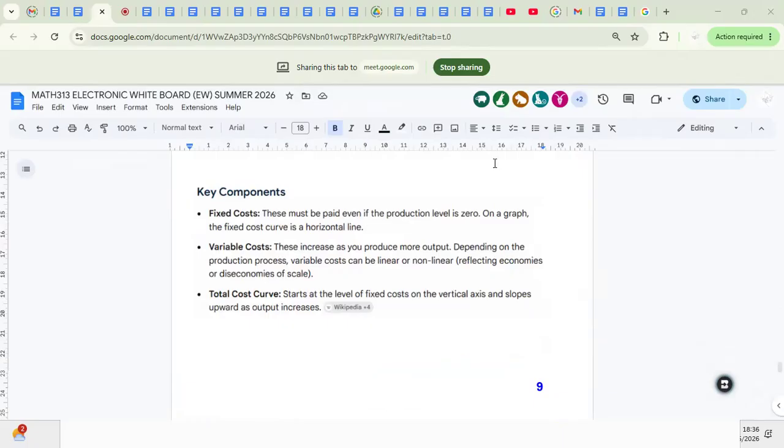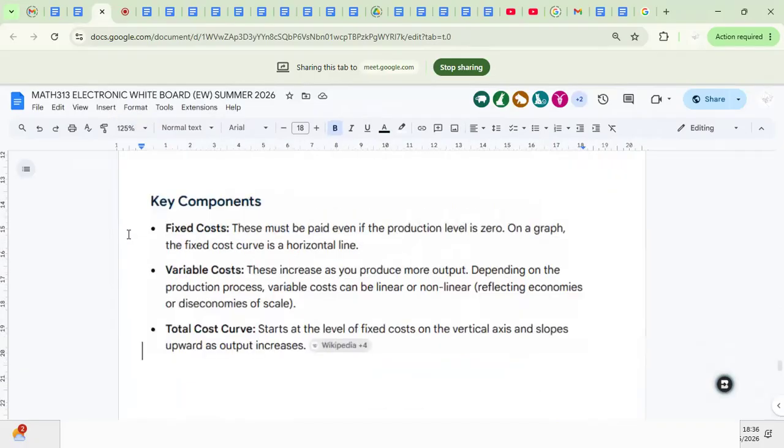So here we have some key components. Fixed costs must be paid even if the production level is 0. On a graph, the fixed cost curve is a horizontal line. Variable costs increase as you produce more output. Depending on the production process, variable costs can be linear or non-linear, reflecting economies or diseconomies of scale. Now the total cost curve starts at the level of fixed costs on the vertical axis and slopes upwards as output increases.